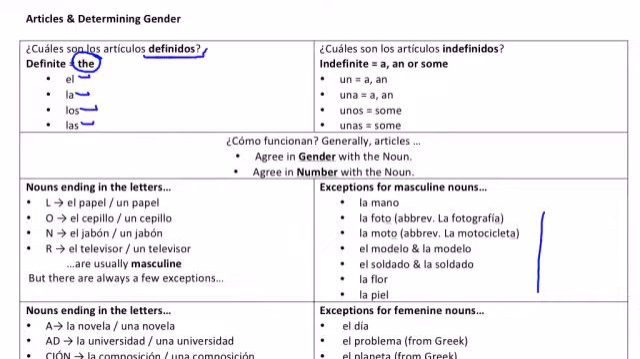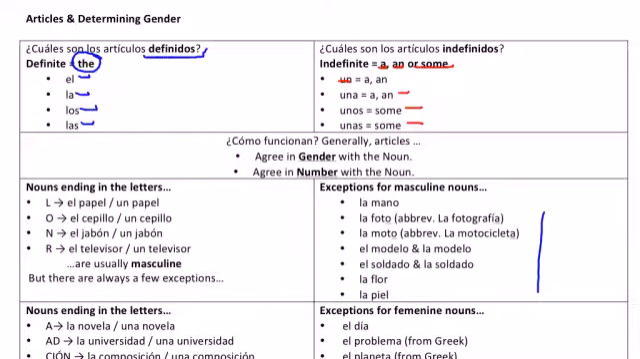Then we also have indefinite articles, and in English, the indefinite articles are a, an, or some. We also can see that there are 4 indefinite articles in Spanish, and there is un, which is the singular masculine indefinite article, una, the singular feminine indefinite article, unos, plural masculine indefinite article, and unas, plural feminine indefinite article.